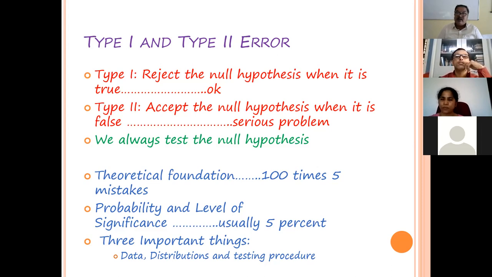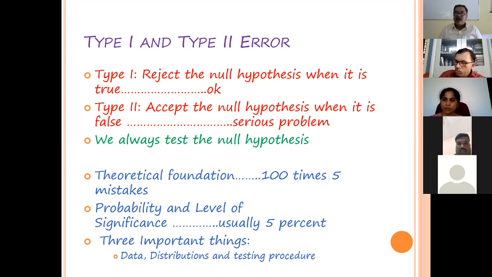While doing this kind of testing of hypothesis, generally we do commit two types of errors: type 1 error and type 2 error. While conducting hypothesis testing, or while making the arguments or decisions, generally we make two types of mistakes. One is type 1 error and another one is type 2 error. Type 1 error is rejecting the null hypothesis when it is true.